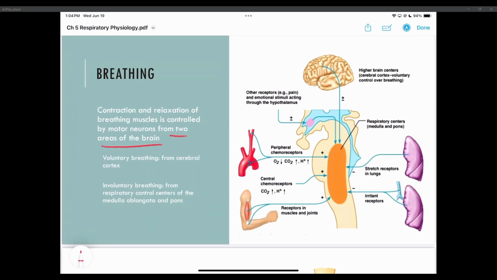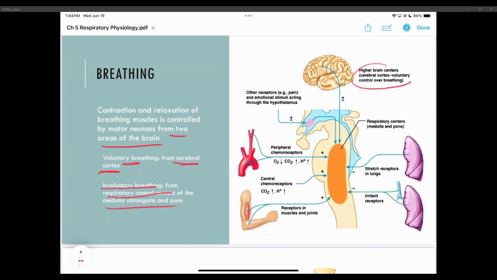Obviously, we have the voluntary breathing, motor control from the cerebral cortex. Remember, the cortex is where all the motor function comes from. Okay. And our involuntary breathing comes from the respiratory control centers in our medulla oblongata and the pons. So respiratory control centers are there for our normal day-to-day involuntary breathing.